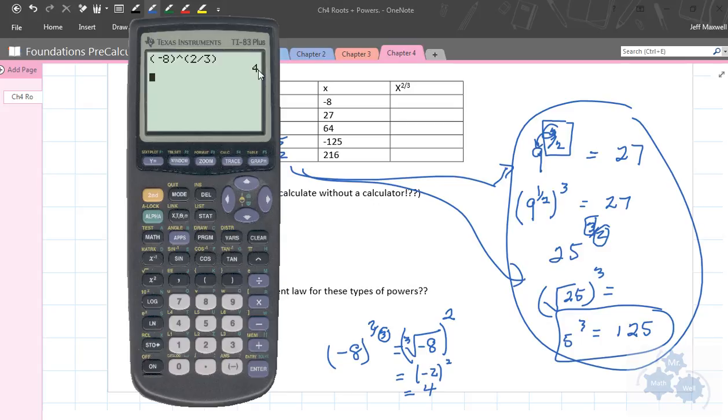Now listen, that's what I got. It's 4. I tell you what you might have done. I know what you might have done to get error here. Did you use the minus sign? Because if you use the minus sign when you mean negative, your calculator will not like you.